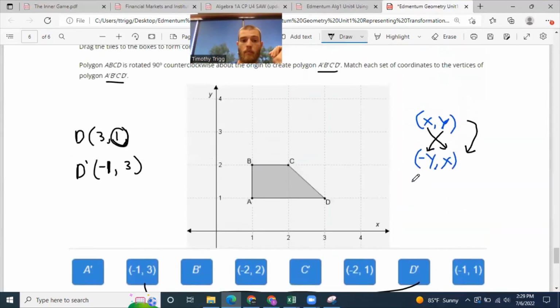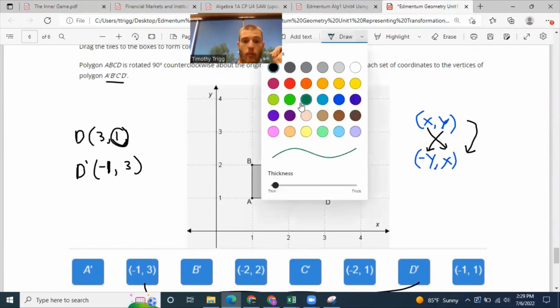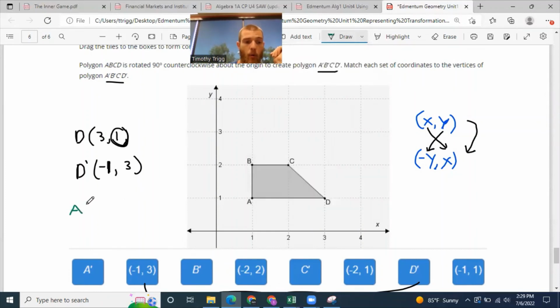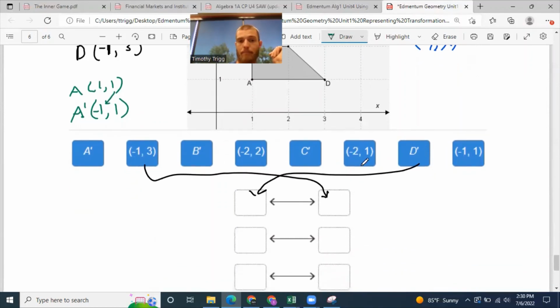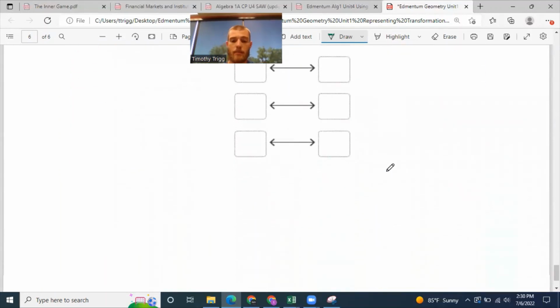Okay. I'll show you another example with A. So A is currently where? Well, A is at 1, 1. Okay. So where would A prime be? Well, you switch the coordinates. In this case, they're both 1s, and then this one changes negative, right? From there to there. So -1, 1 for A prime. Okay, and then finish the rest.